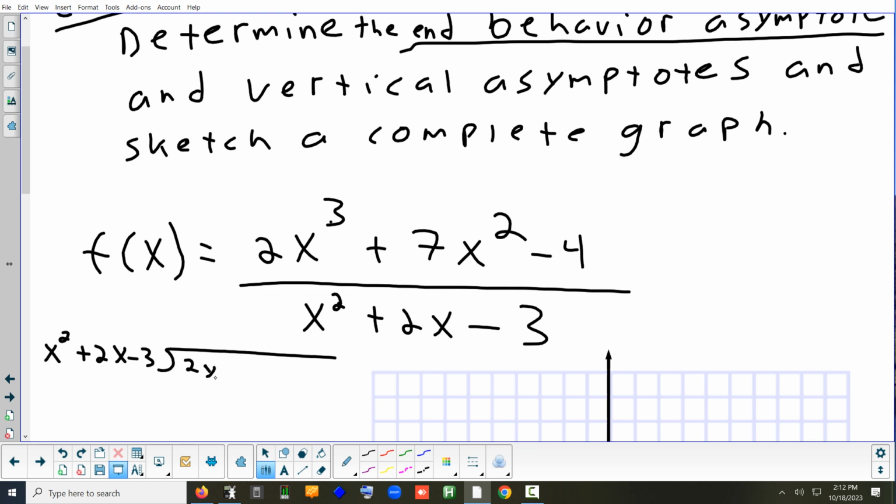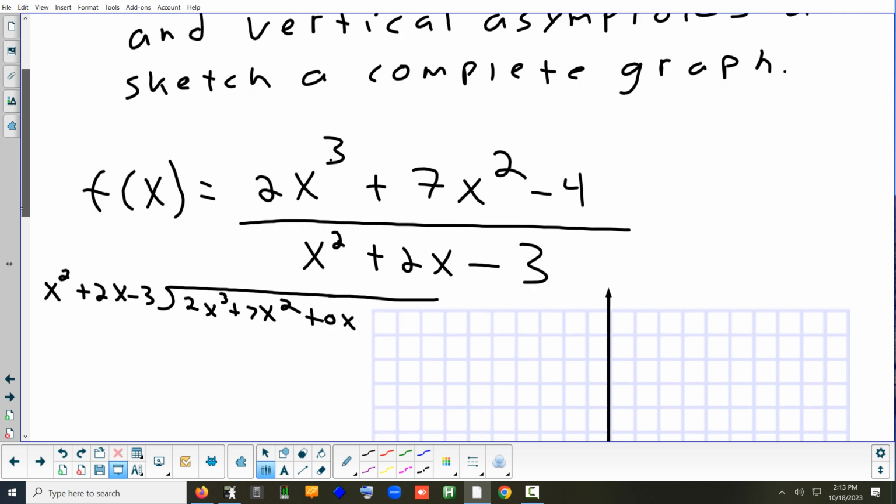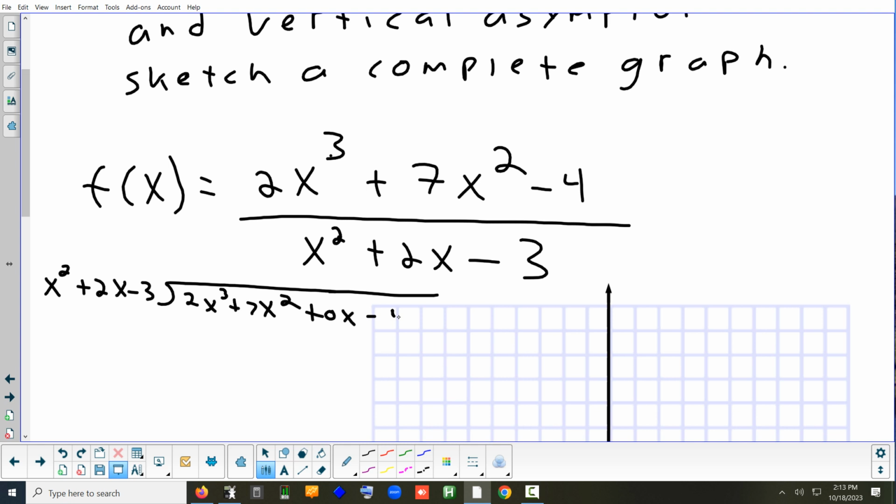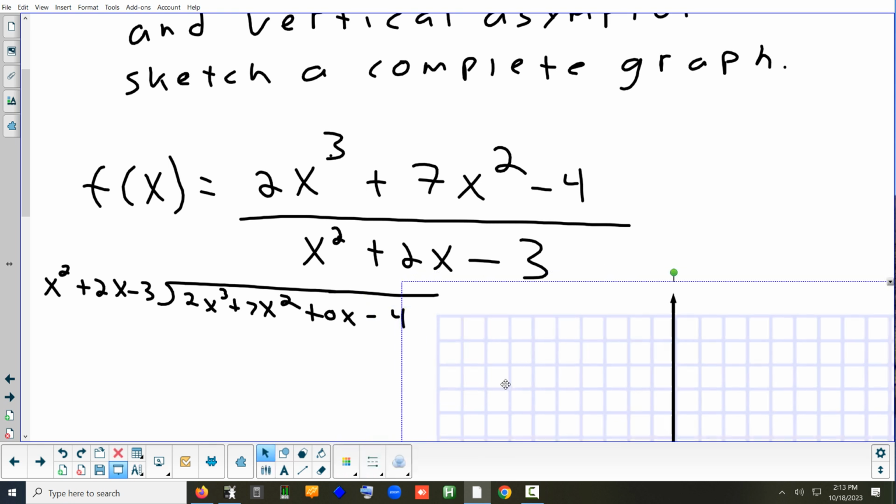And then 2x cubed plus 7x squared. And what do I need to put now because I'm missing something? 0. Yep, plus 0x. That's just a placeholder. So if we get any x's, we put them in that spot. And then the last thing at the end? Minus 4.